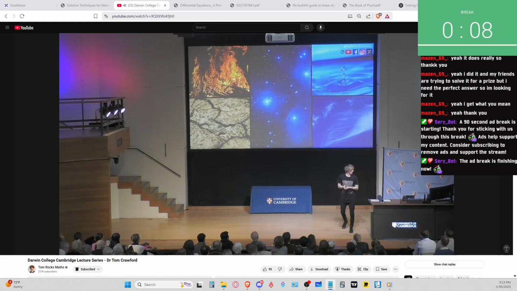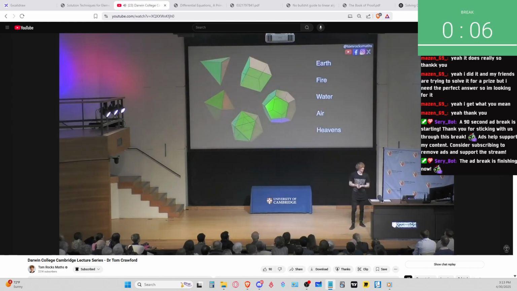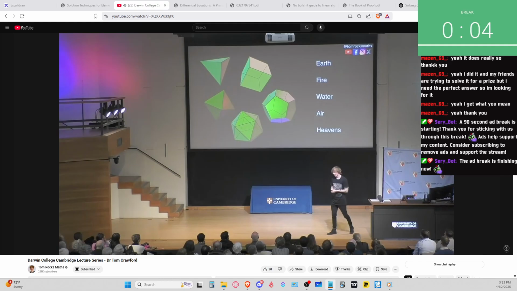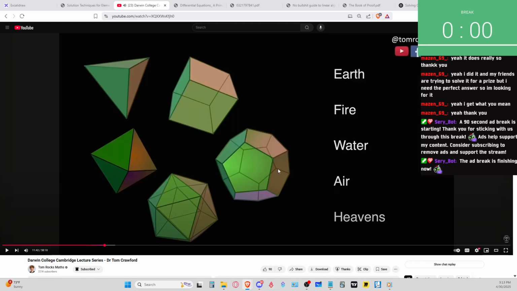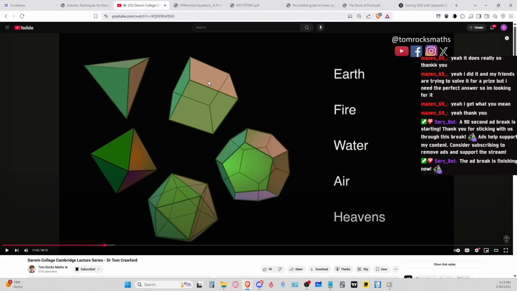But what I want you all to do, and this is your first interactive task of the evening, 5 shapes, 5 elements. Which shape is which element? I'll give you a minute. I actually want you. I think we'll leave it at that.